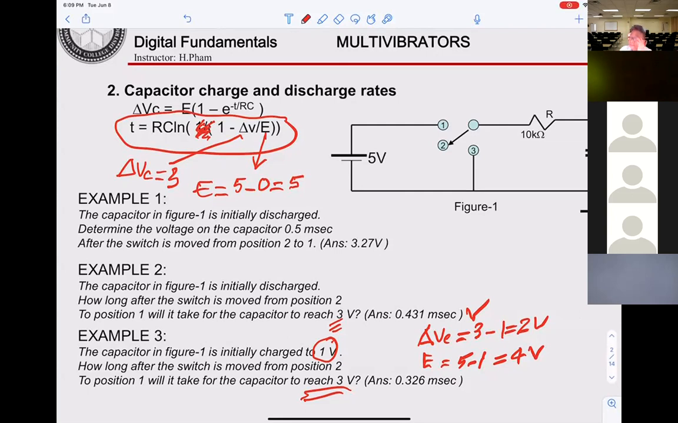Just give me a few minutes. That formula is right, actually. So the answers that he put up should be wrong. I have to correct that.